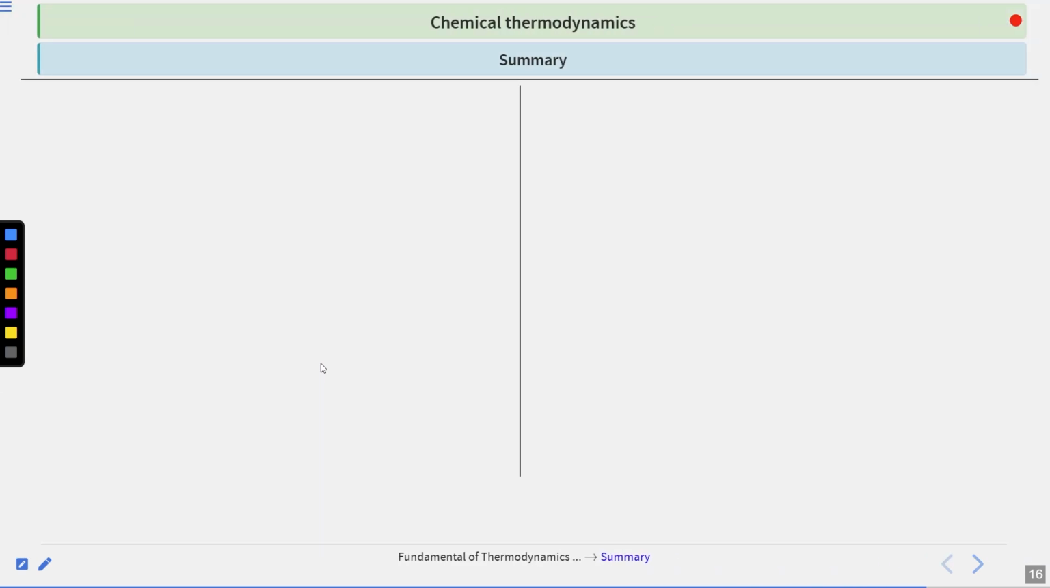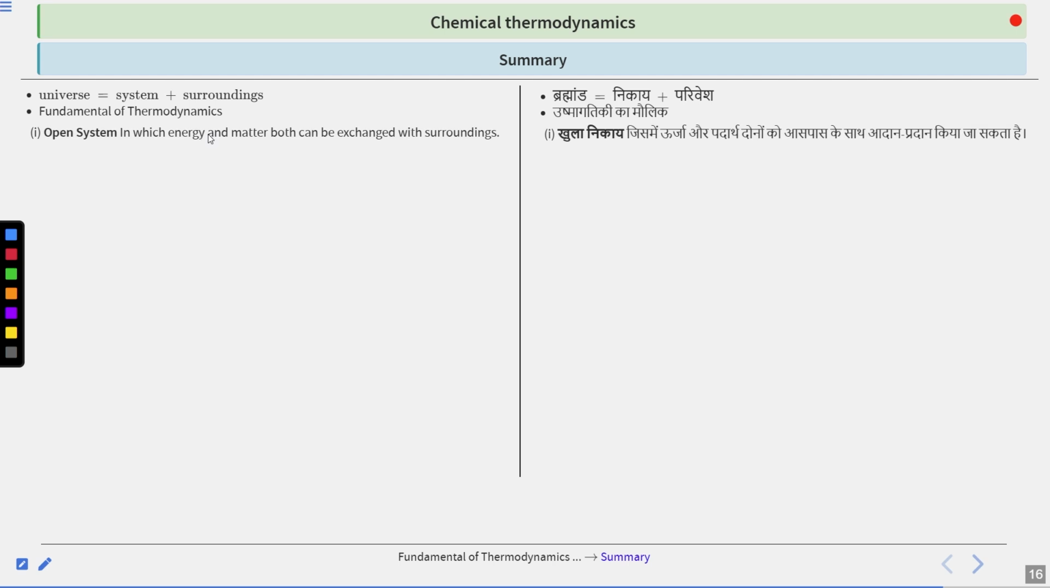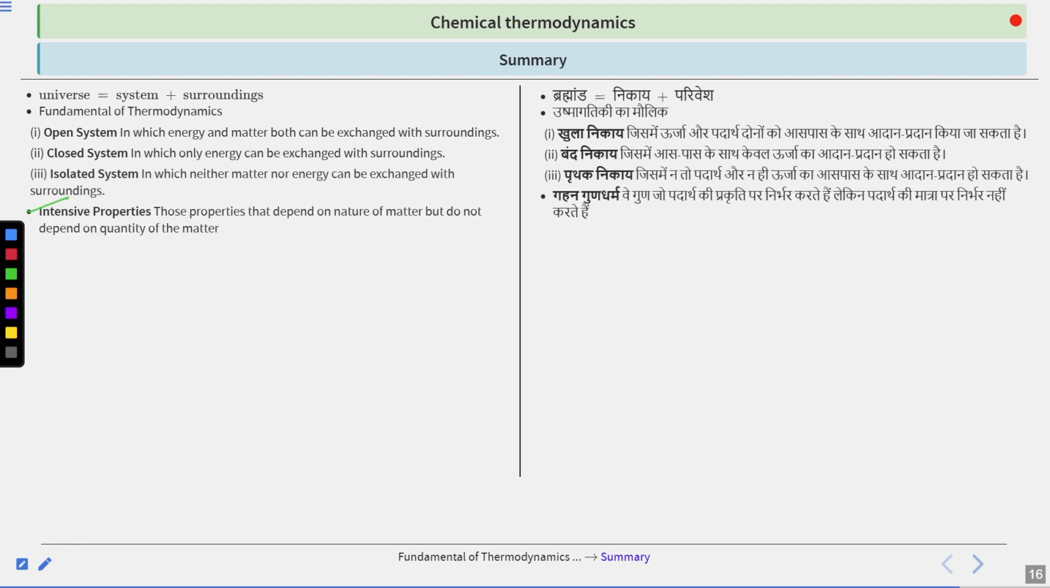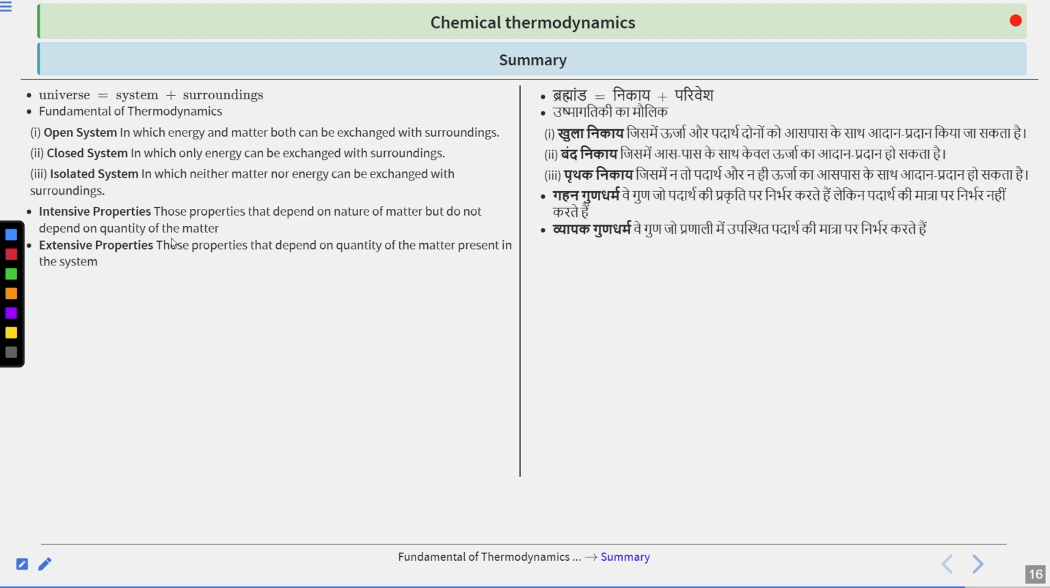So let us try to sum up with a summary. First of all, the universe is nothing but a combination of system and surroundings. If you talk about the fundamentals, we have an open system in which both matter and energy can be exchanged, a closed system in which only energy can be exchanged, and an isolated system in which nothing can be exchanged. Extensive property depends upon the amount of matter, while intensive property does not depend on the amount of matter.